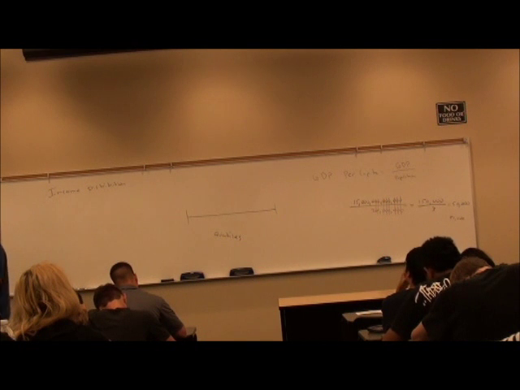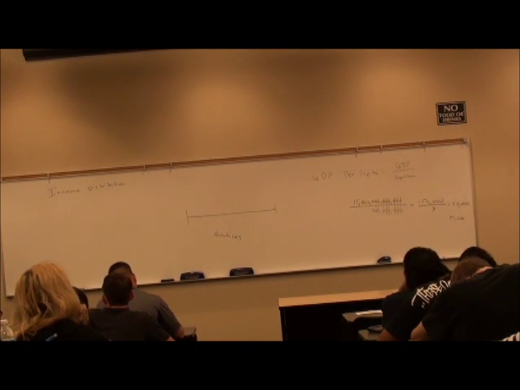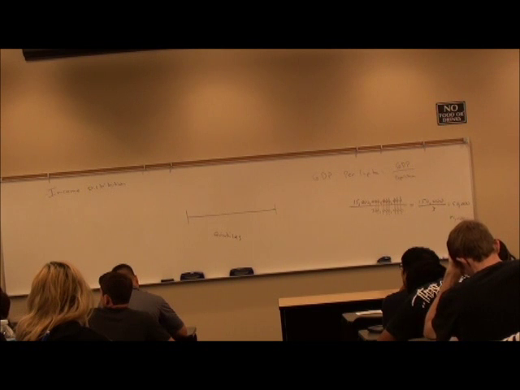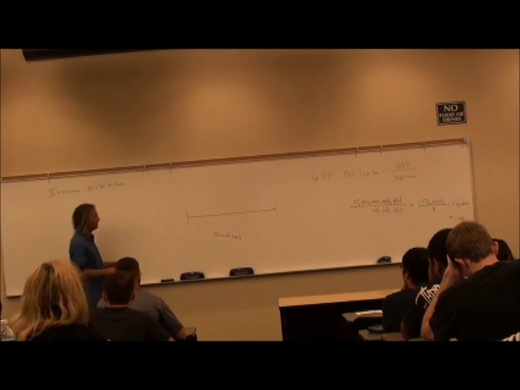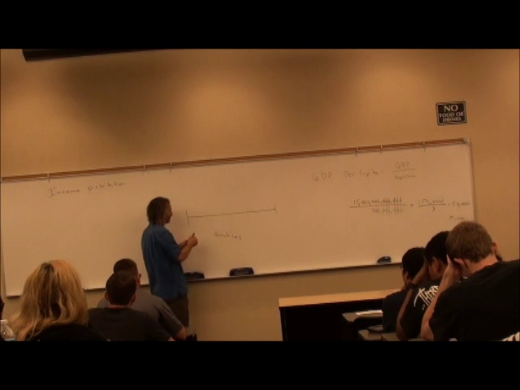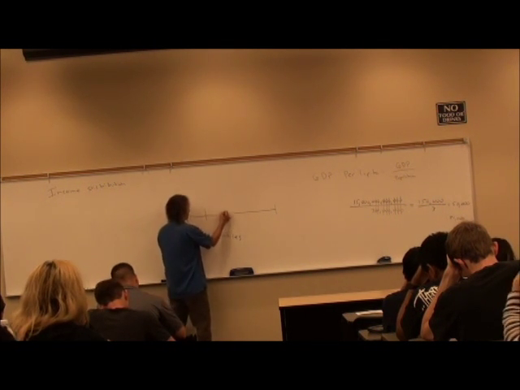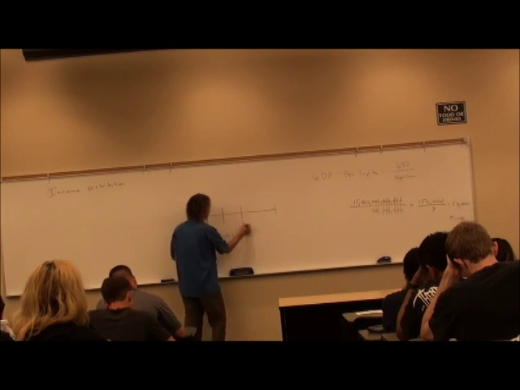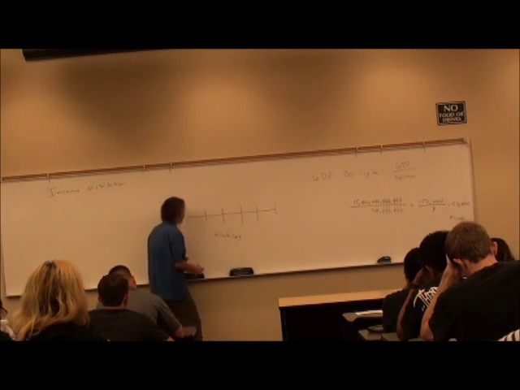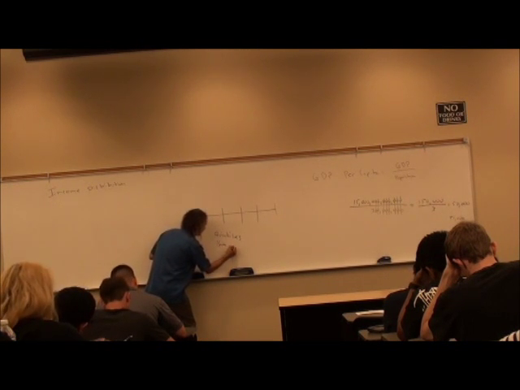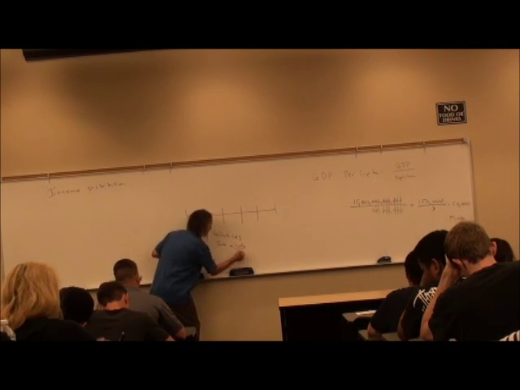Not sure what a quintile is. Does anybody know what a quintile is? Yes, by 5. So I'm going to divide my population into 5 parts. So there's 1 part, 2 parts, 3 parts, 4 parts, and 5 parts. So quintiles are, you could say, 1/5 or 20% increments.